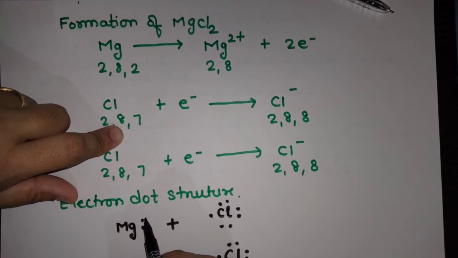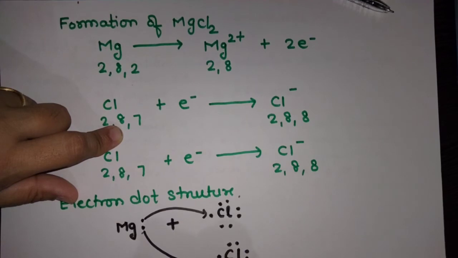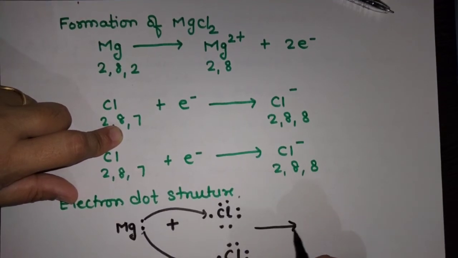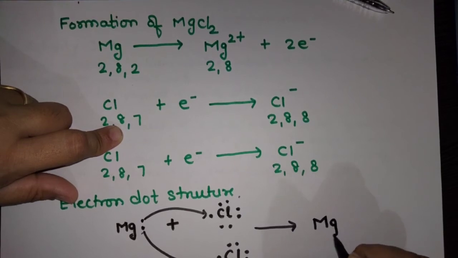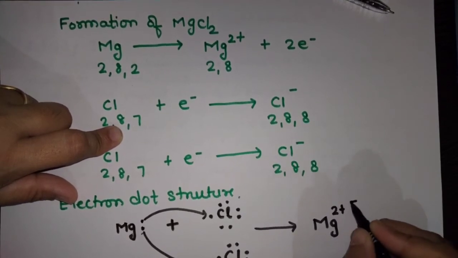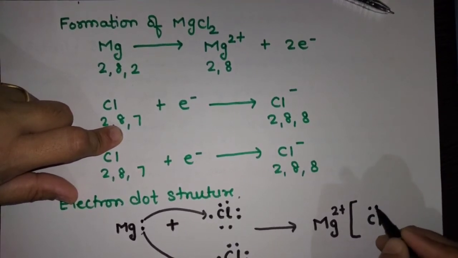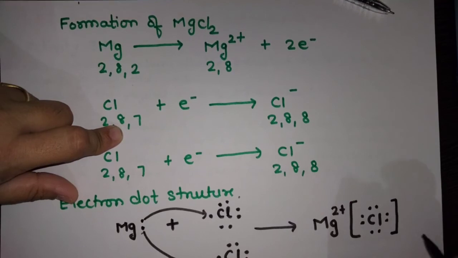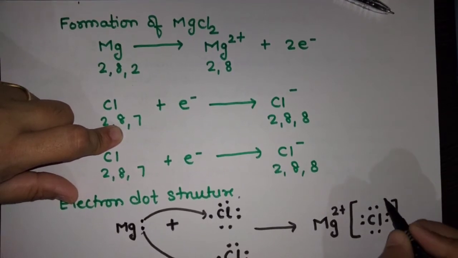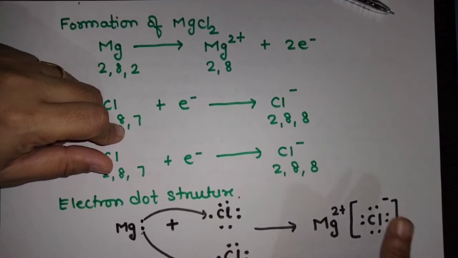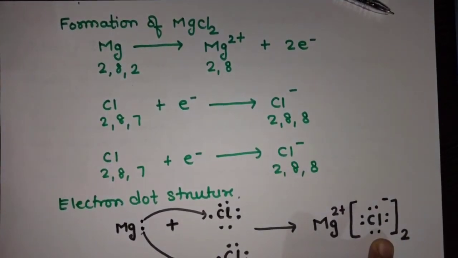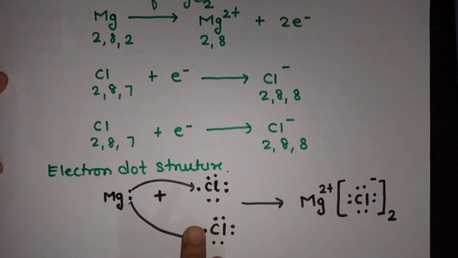Now what will happen? This 1 electron will be placed here and the other one will be placed here. In this way you can see that this Mg will acquire 2 positive charge and each Cl will gain an electron. So we will write it in this way, and because 2 chlorines are there, we will mention 2 and 1 minus charge. So automatically that will be 2 minus because of the presence of 2 chlorines. In this way you can draw the electron dot structure of any ionic compound, and we will learn about covalent compounds also.